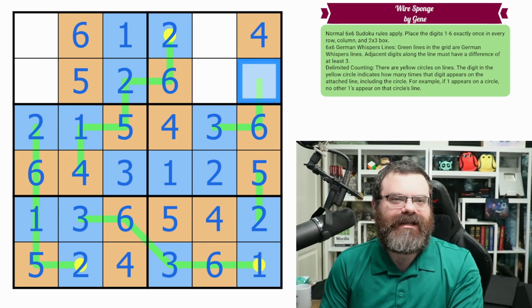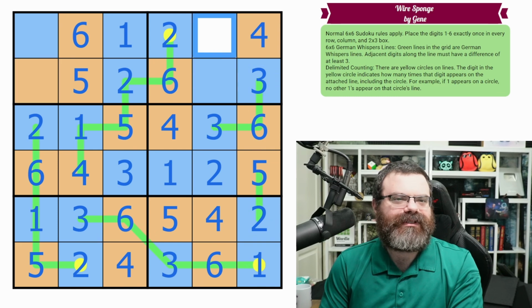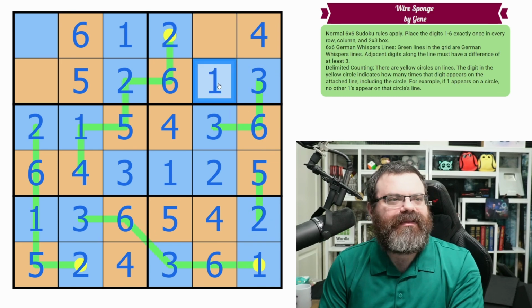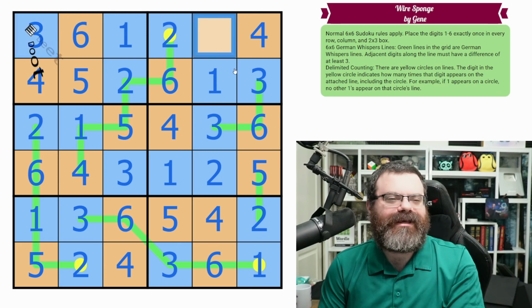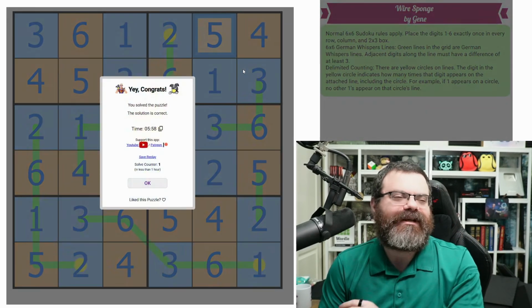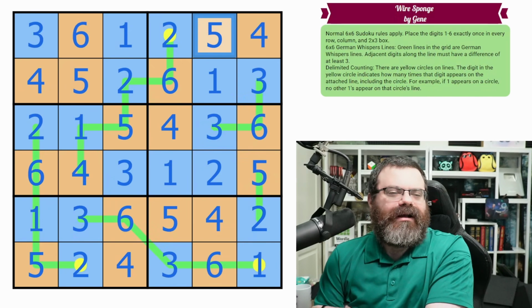I guess it's going to come down to the digits. So this has to be the 3, which does mean we need a 3 up here. So this is our blue. This is orange. This is blue. This is orange. Okay, now I can do the digits. That's a 1. That's a 4. That's a 3. Oh, I thought it was 10. 3 in the corner, and we get a 5 here. All right, neat.